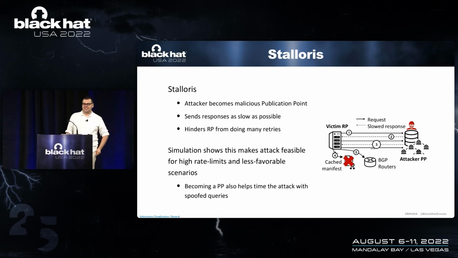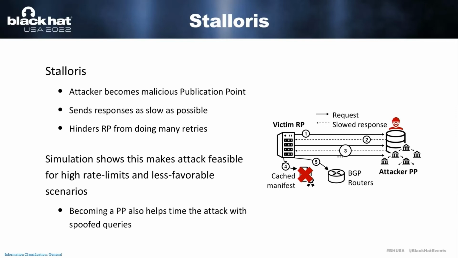This is what we call the Stalloris attack. The name comes from Slowloris, which is an attack against HTTP where you send requests really slowly. In the Stalloris attack, the attacker becomes a malicious publication point by owning a prefix, going to the IR portal and entering a URL there. Then if a relaying party wants to fetch the RPKI objects for the attacker's network, it will connect to the publication point, and the publication point will send the response as slowly as possible, but fast enough that the relaying party doesn't time out, right?